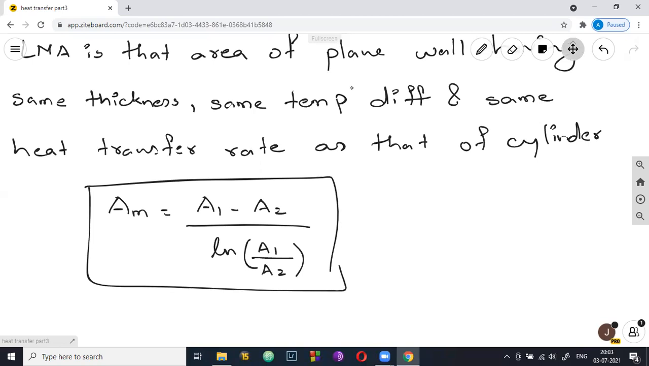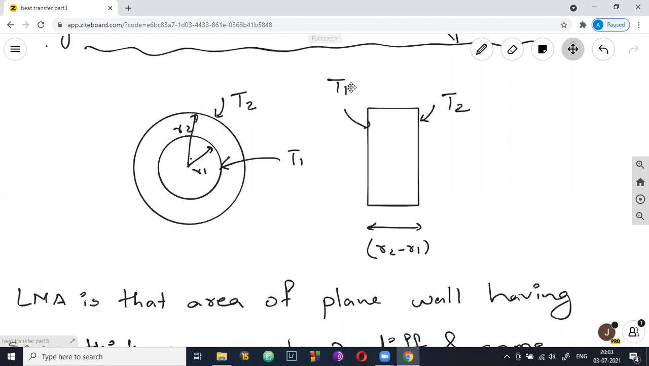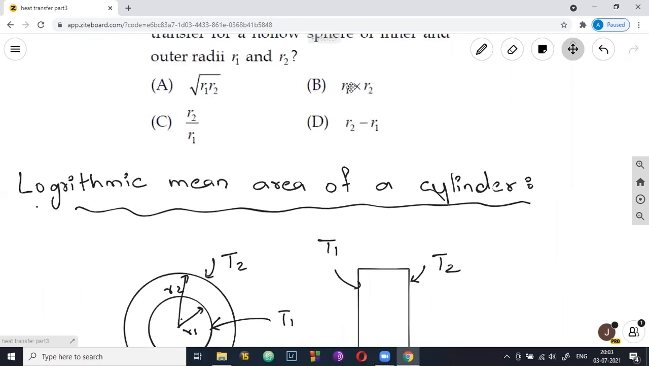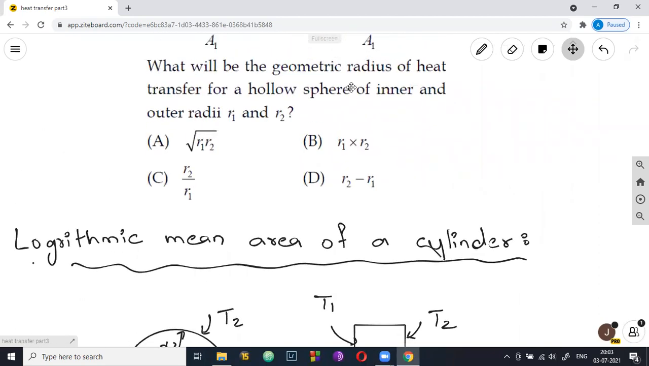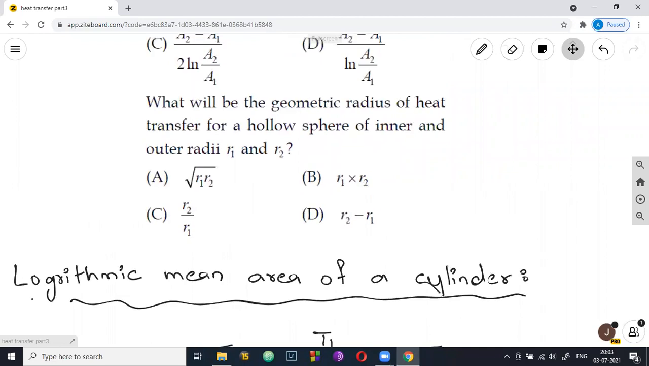Okay, so the formula that I have discussed in theory, you can see the theory video to see how I derived the formula. So the answer comes out to be this thing, option D.